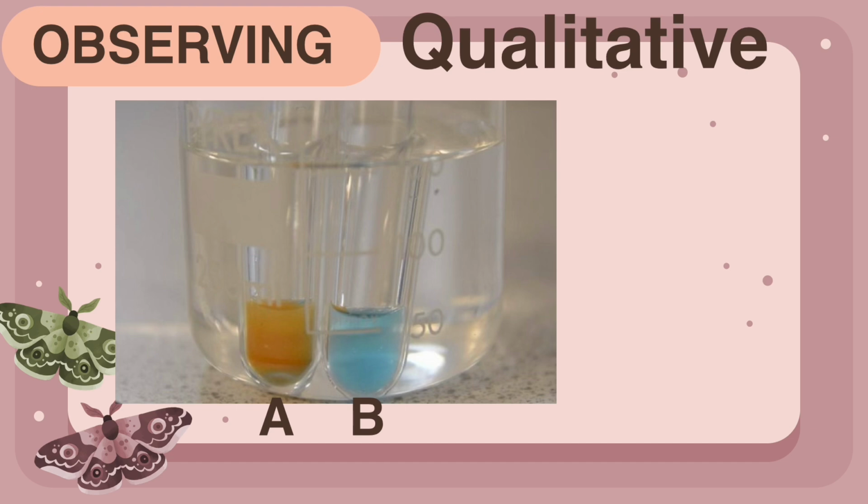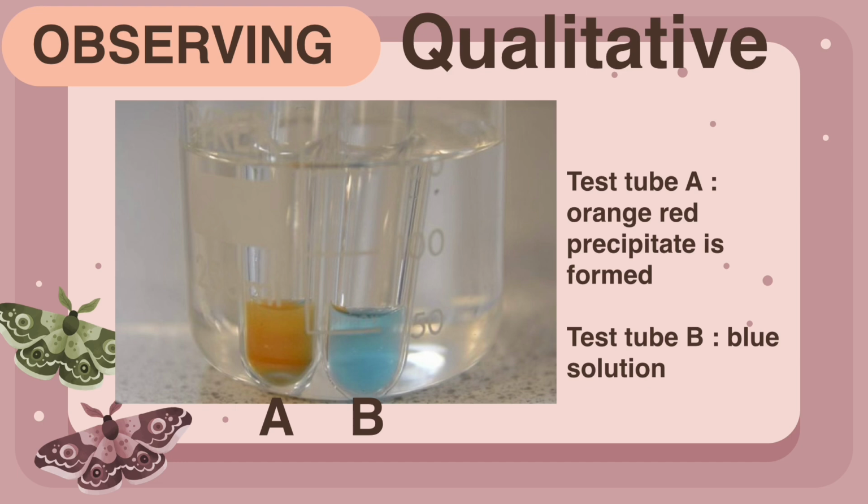Now, look at this example. Observe the picture. In test tube A and test tube B, what can you see? Okay, in test tube A, there is an orange-red precipitate formed. In test tube B, it is a blue solution.